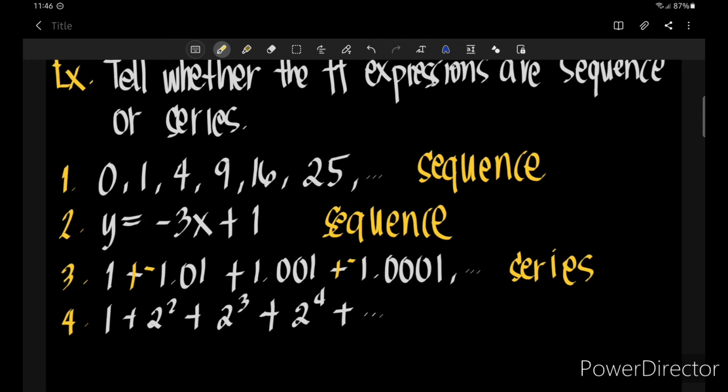And obviously, para sa number 4, we have 1 plus 2 squared plus 2 cubed plus 2 to the 4th. At ma-observe natin yung pattern dito is umaangat yung exponent, no, ng isang level kada term. So, since addition sign ang nagsiseparate, kino-consider natin ito as a series.